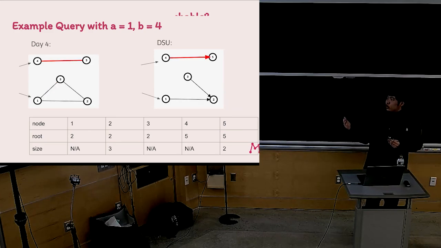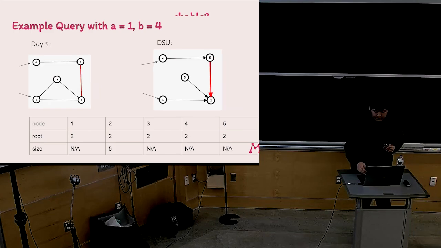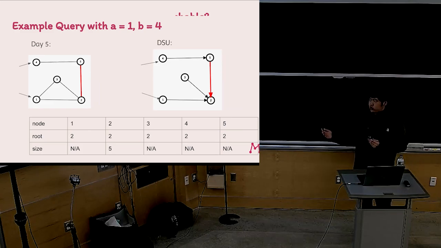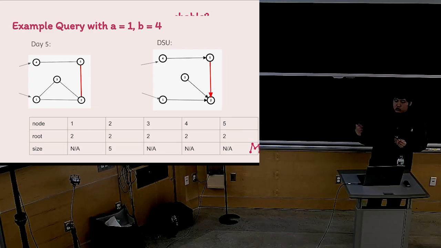On day 4, we would add an edge from 4 to 5. Now the root of 4 would be 5, but the root of 1 is still 2, and the two things are not equal to each other. And finally, on day 5, we can see that 1 and 4 are in the same connected component, as evidenced by the fact they all have a root of 2, and in the graph, the two nodes are connected to each other via the path 4 to 5, 5 to 2, and 2 to 1.